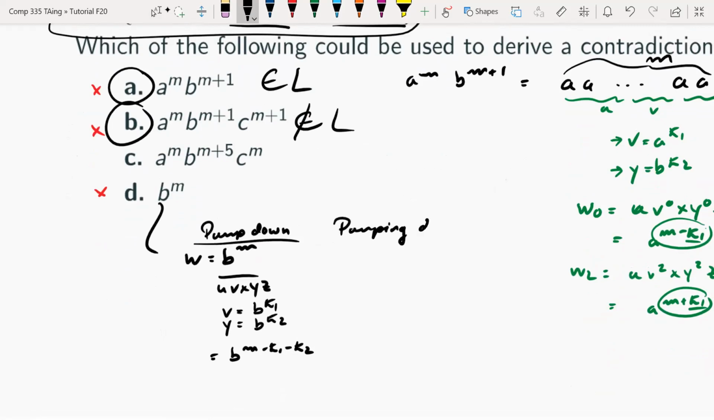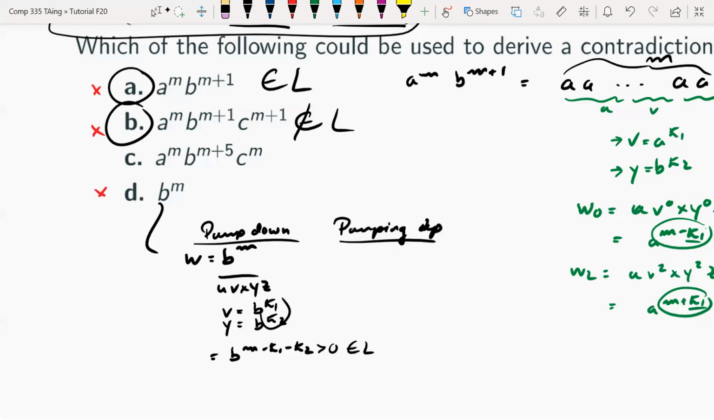So if you were to pump down, again, you wouldn't know how to choose your K1s and your K2s. And so what could happen is, lambda was the incorrect conclusion. If you had something like B to the M minus K1, K2 for something greater than 0, then this would still be in L, and that wouldn't be a contradiction, okay?